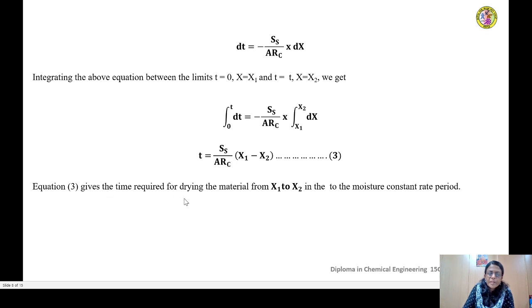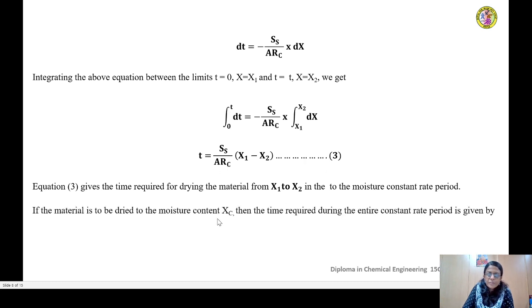Equation 3 gives the time of drying for drying the material from x1 to x2 in the constant rate period. There have been some words left out here. So T here represents the time required to dry the given material from initial moisture content x1 to final moisture content x2 in the constant rate period. Okay, so that should have been the right sentence. Sorry for the mistake. Okay, so this is our final equation for the constant rate period.